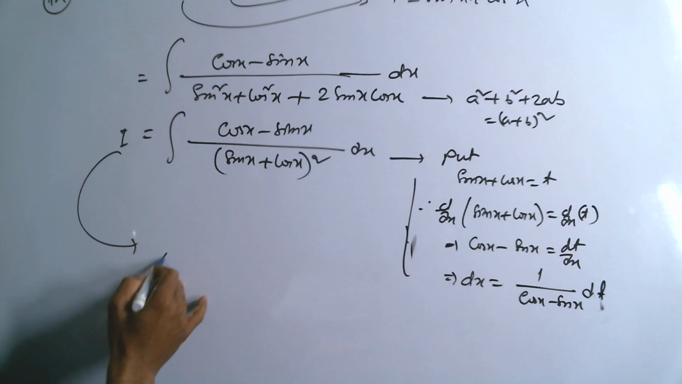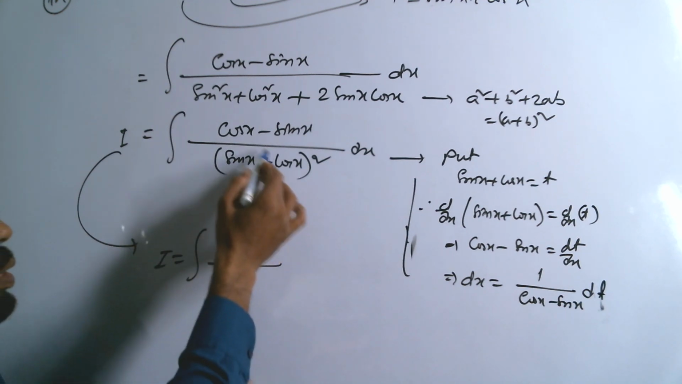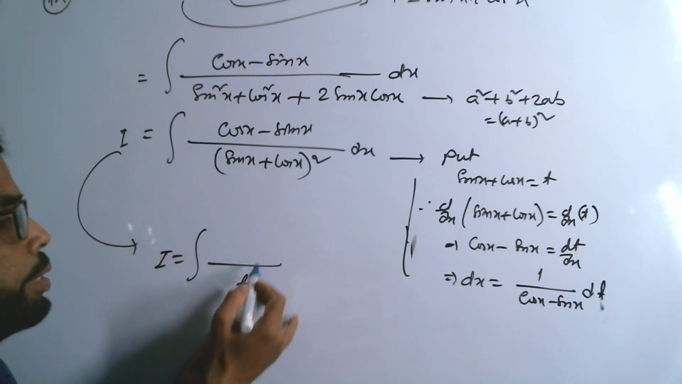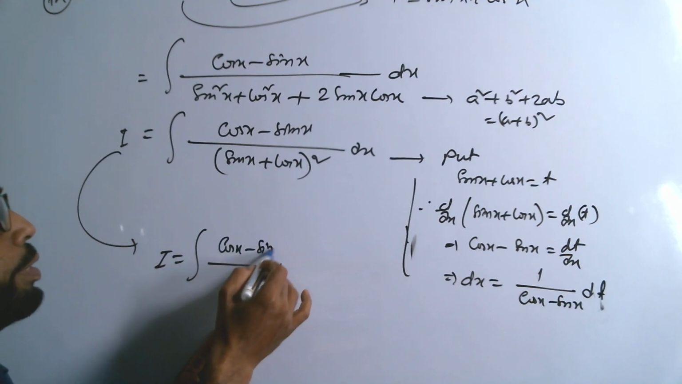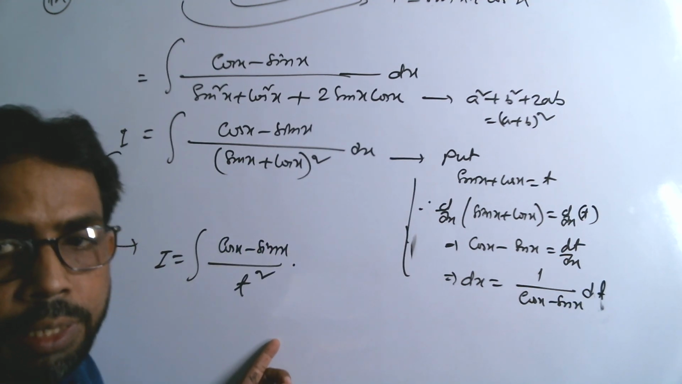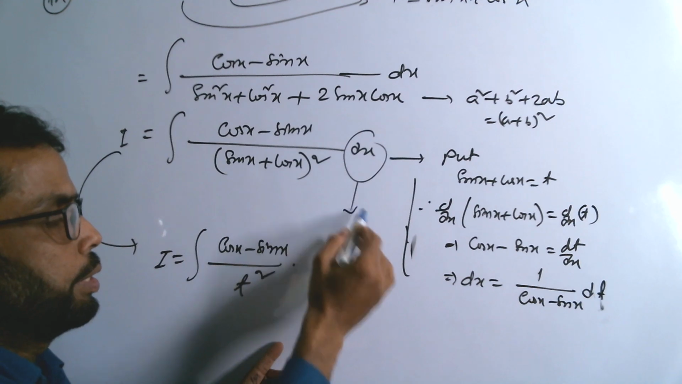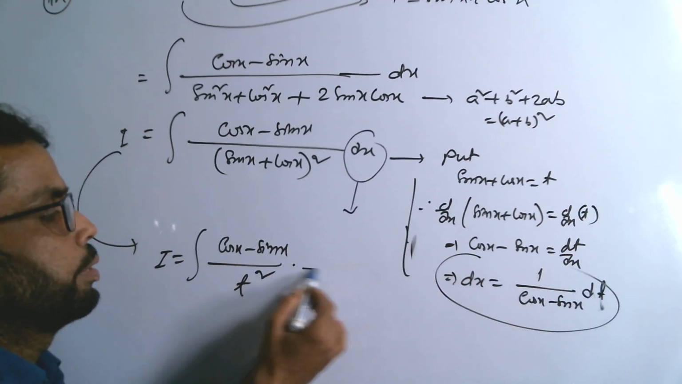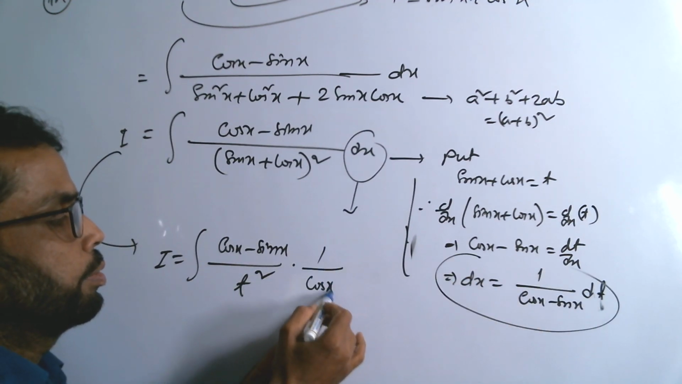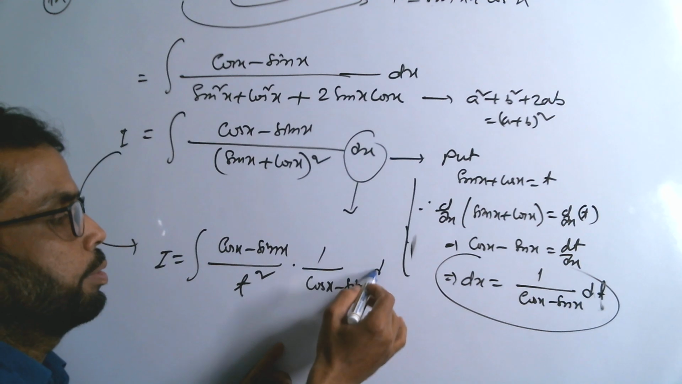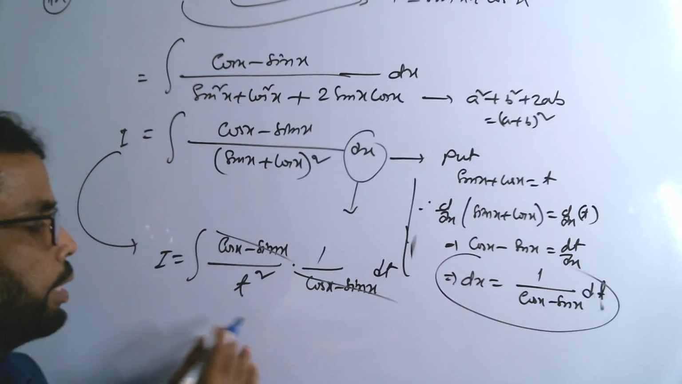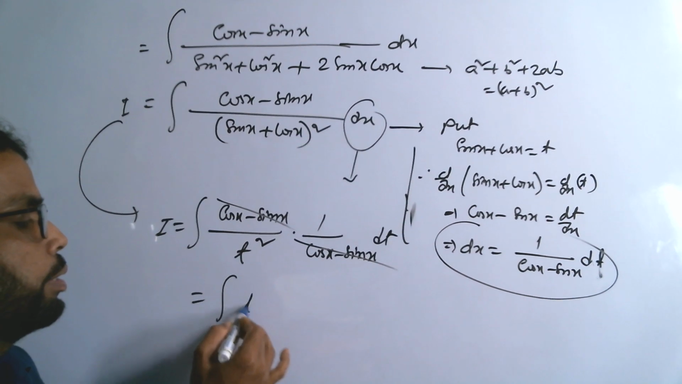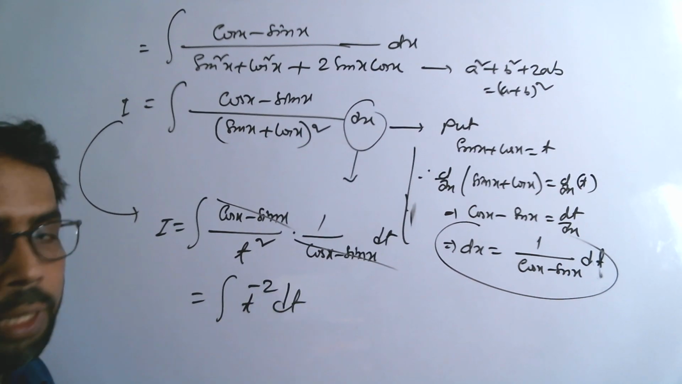Then the integration is changing now. In the denominator we have taken t, the power is there. The numerator stays as it is, and this dx we have converted: dx is 1 by (cos x minus sin x) into dt. And then this term is getting cancelled, remaining t to the power minus 2 dt.